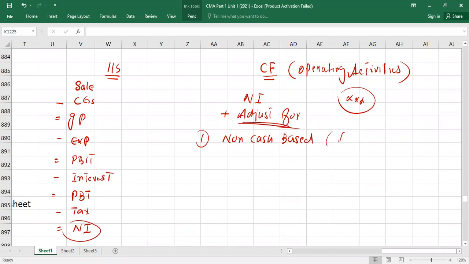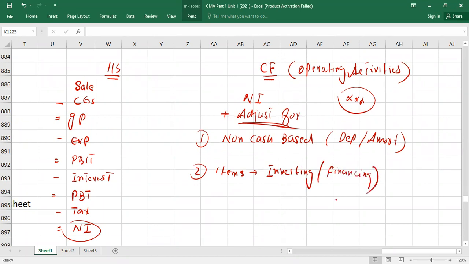So we need to adjust. For example, depreciation or amortization expense of intangible assets. These are non-cash items, but you have deducted them in the income statement, right? So how will you adjust? By adding back to the net income. So first I told you we have to adjust for non-cash based items. Second adjustment: we have to adjust this net income for those items which belong to either investing activities or financing activities. We need to adjust those items also under operating activities.